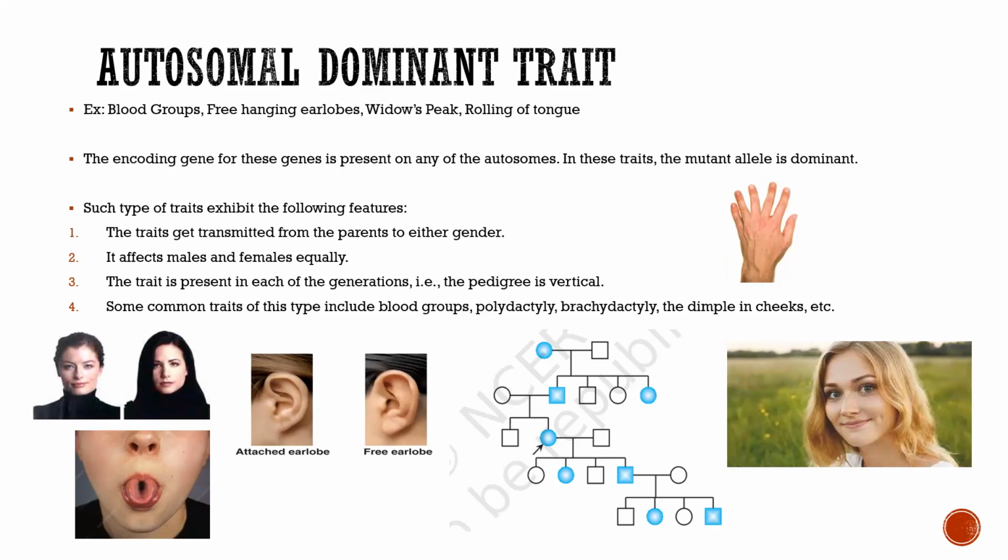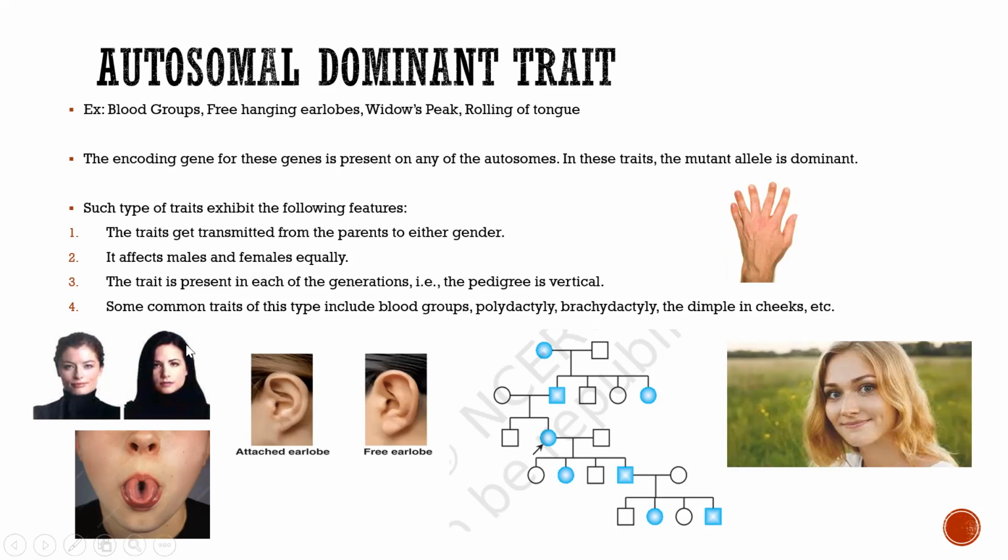The features of this trait are that the trait gets transmitted from parents to either gender, that is, it can be transmitted to males as well as females, it affects both males and females equally, and it is present in every generation. Along with these examples, it is also seen in certain conditions such as polydactyly, brachydactyly, and dimples in the cheeks. So I have shown you some pictures about the autosomal dominant trait.